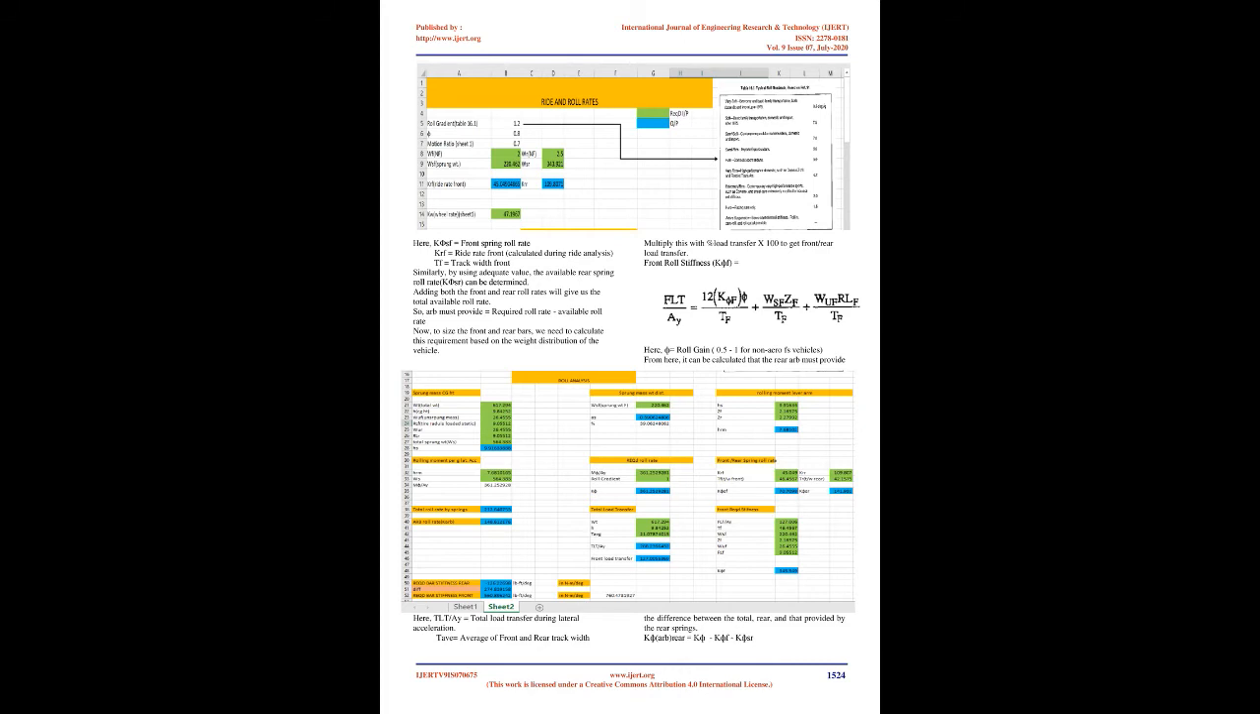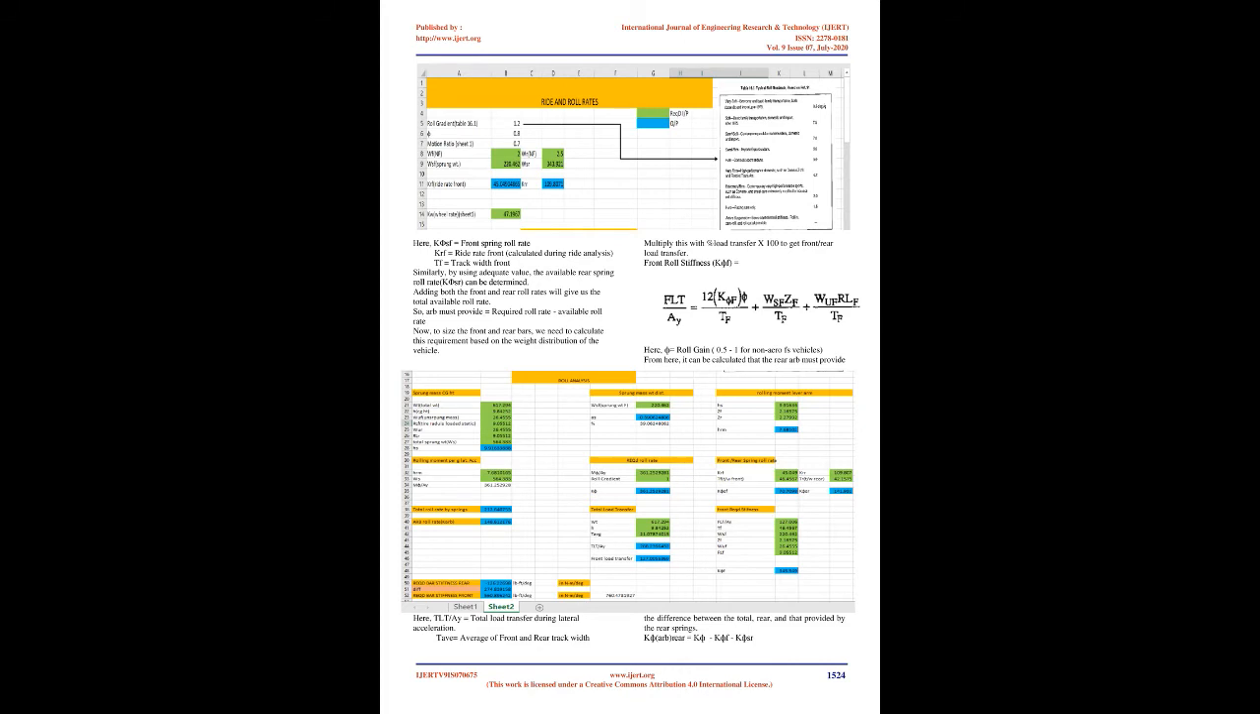Now, to size the front and rear bars, we need to calculate this requirement based on the weight distribution of the vehicle. Multiply this with percent load transfer times 100 to get the front/rear load transfer. Front roll stiffness, KF, equals the following, where the roll gain equals 0.5-1 for non-aero FS vehicles.